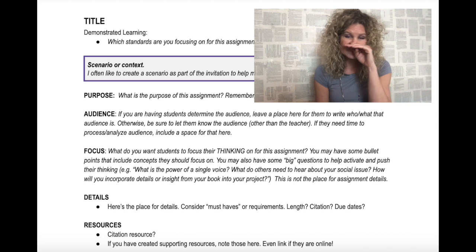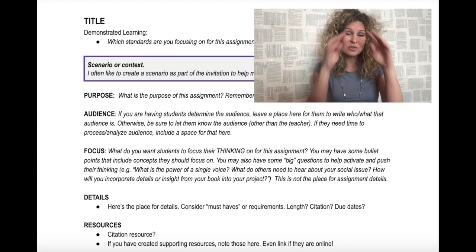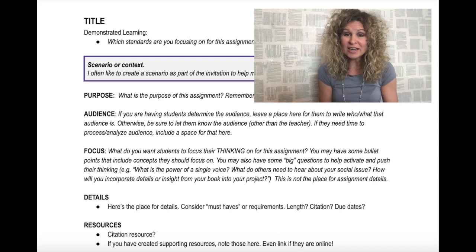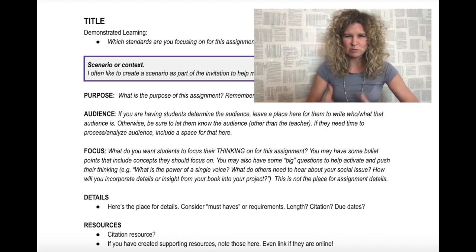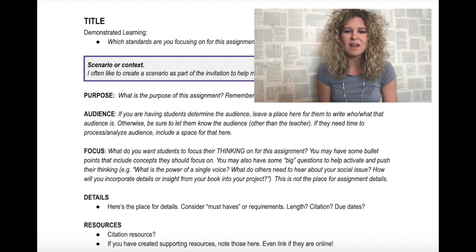Then we're going to go to the purpose of the assignment. And for me, the purpose of the assignment is pretty tightly connected to those standards, but I still am writing it to my students or to my learners. And so I want to make sure to still think about the language that I would use when I'm just talking to them. So the audience can also function in the same way that that scenario or context functions. And oftentimes, if we're going to use those two together, we want to see them tightly aligned.